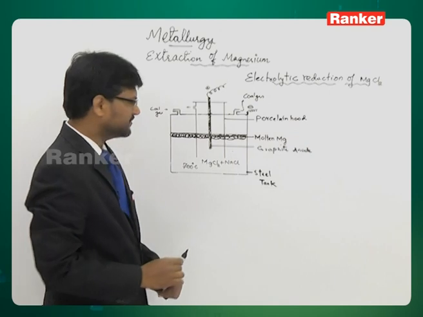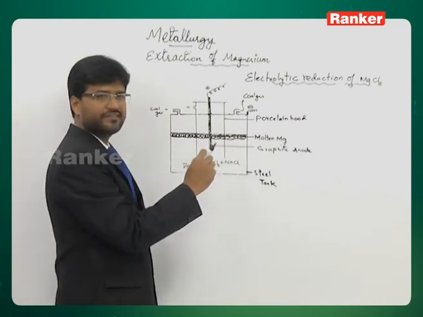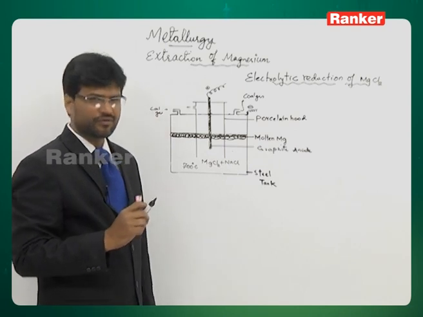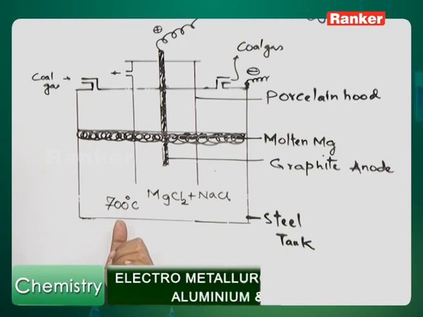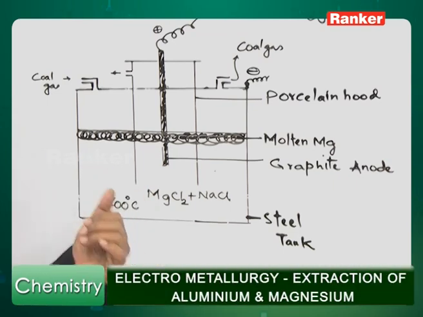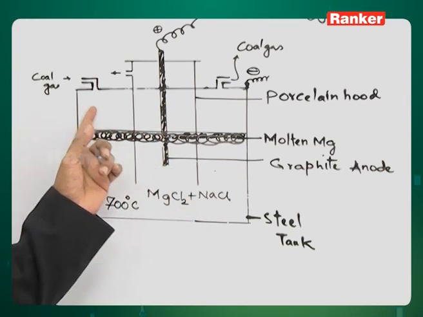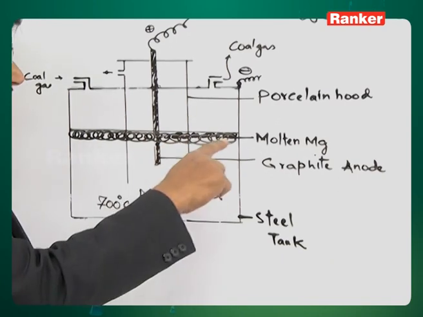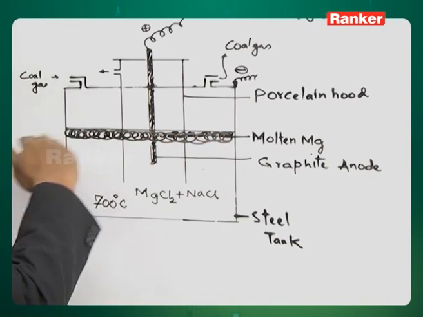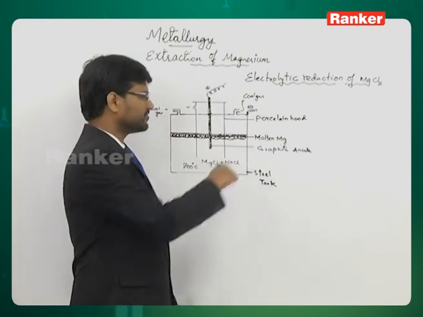because the magnesium which is going to form in the electrolysis will float on the surface, and there is a possibility that it may undergo aerial oxidation, because the reaction is being performed at 700 degrees Celsius. At this temperature, there is a chance of magnesium combining with oxygen of air. So air inside is replaced by coal gas. Coal gas is constantly being circulated. This is to keep magnesium safe. Unlike aluminum, which sinks to the bottom, magnesium floats on the surface.